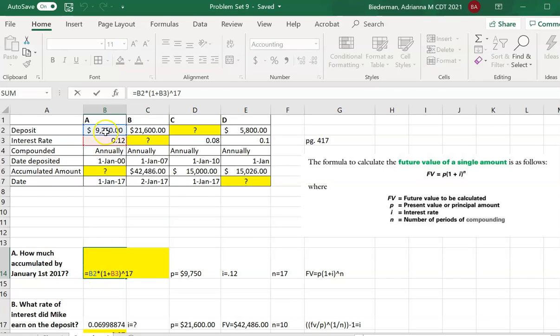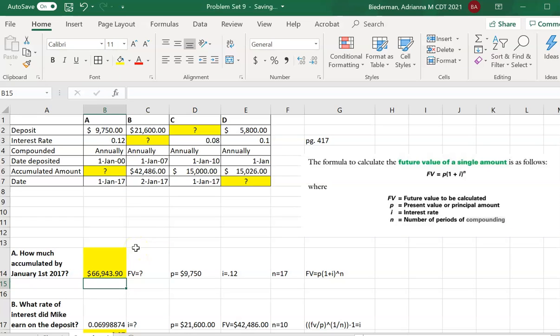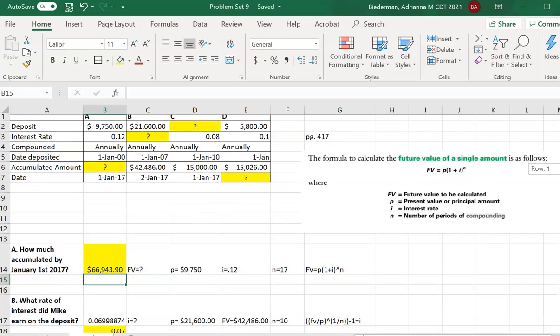So you can see here I've put in the original multiplied by this interest rate plus 1 up to 17 years, which is the 2000 to 2017. So that's 17 years. This will give you an accumulated amount of money that equals $66,943.90. Okay. So problem B.